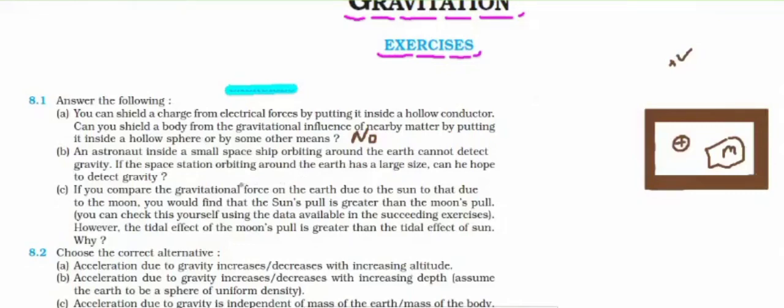Then next, an astronaut inside a small spaceship orbiting around the Earth cannot detect gravity. If the space station orbiting around the Earth has a large size, can he hope to detect gravity?